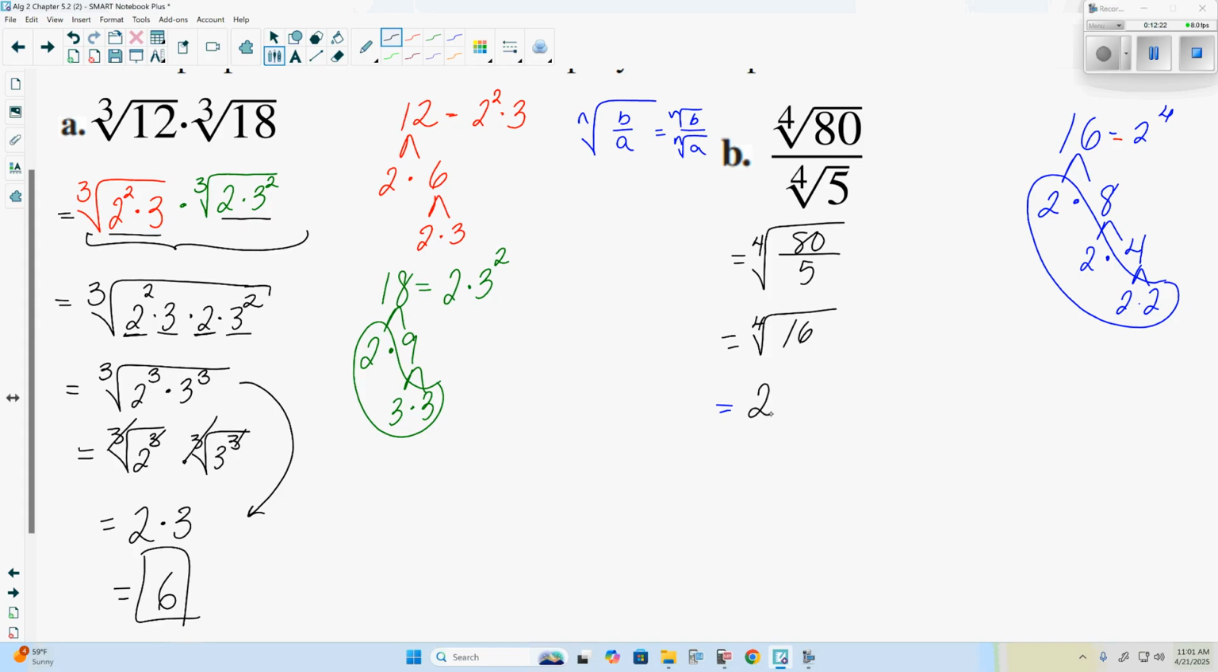Because what number times itself 4 times is 16? That would be 2. That also means that we could have plugged the fourth root of 80 over the fourth root of 5 in the calculator to give us an answer. But again, if it doesn't simplify nicely, we have to break it down. Any questions on this here?